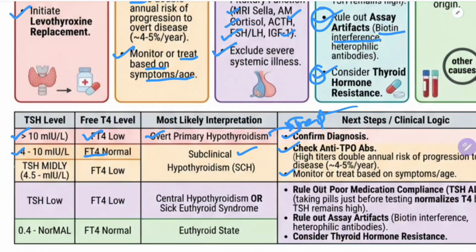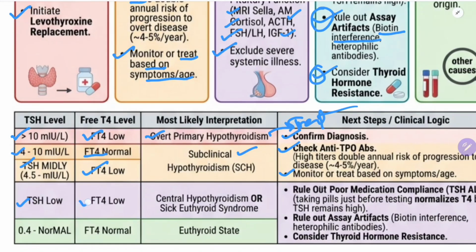TSH is mildly elevated and FT4 is low. Now it is confirmed again, it is subclinical hypothyroidism again. Again, you should check anti-TPO antibodies and monitor or treat based upon the symptoms or age.